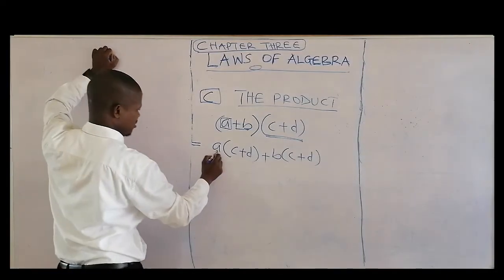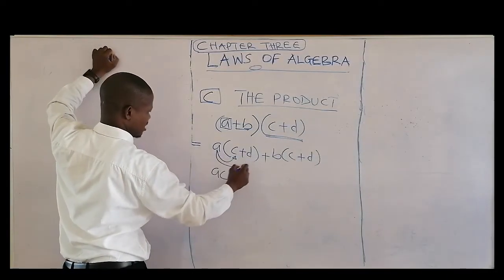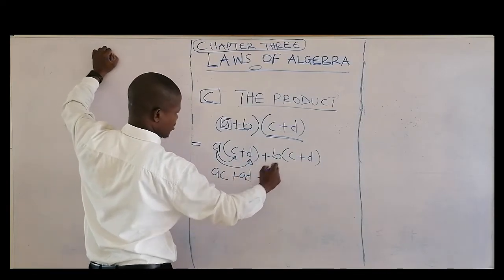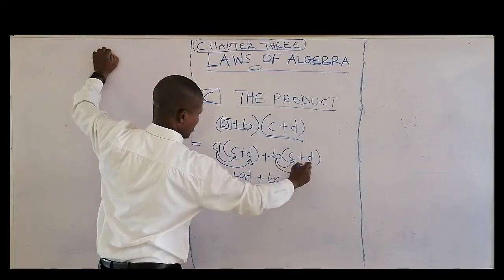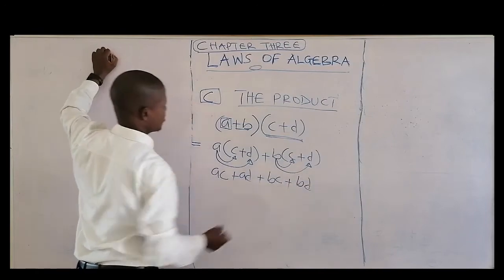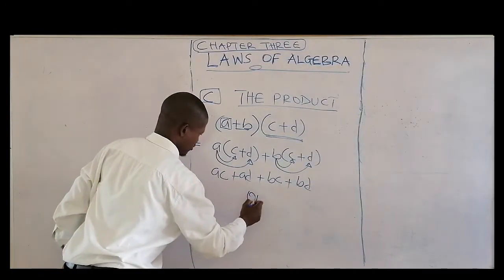And that will be equal to what? This one times this one, that's AC. And then this same one times this one, that's plus AD. And then plus this one times this one, that's plus BC. And then this one times this one, that's plus BD. Okay?